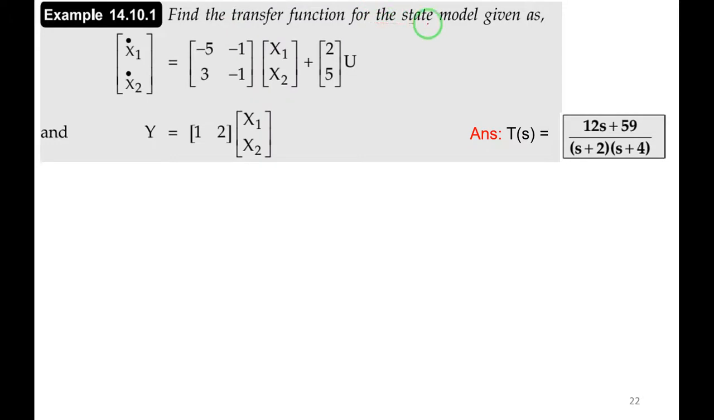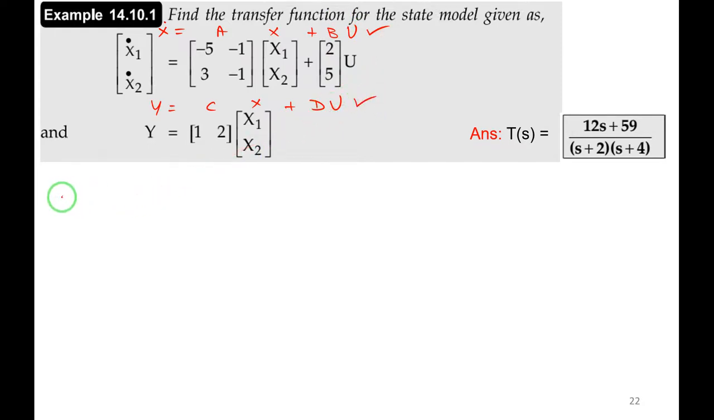Find the transfer function for the state model given. X dot is equal to this, once again the same thing, right? This is of the form AX plus BU. This is the state equation, x dot equal to Ax plus Bu, and this is the output equation, y equal to Cx plus Du. Here D and u are not given, so D is 0 and the input is not given. So y is equal to Cx is the output equation, and this is the state equation.